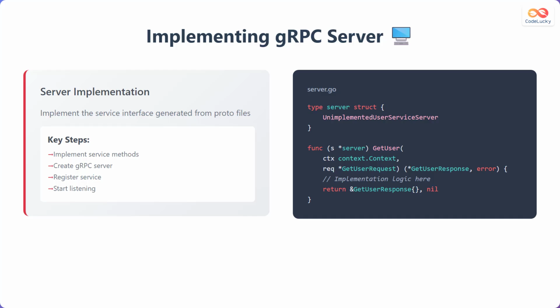The key steps are: implement the service methods with your business logic, create a gRPC server instance, register your service with the server, and start listening on a network port. The server handles all the protocol buffer serialization and HTTP/2 communication automatically, so you can focus on your application logic.